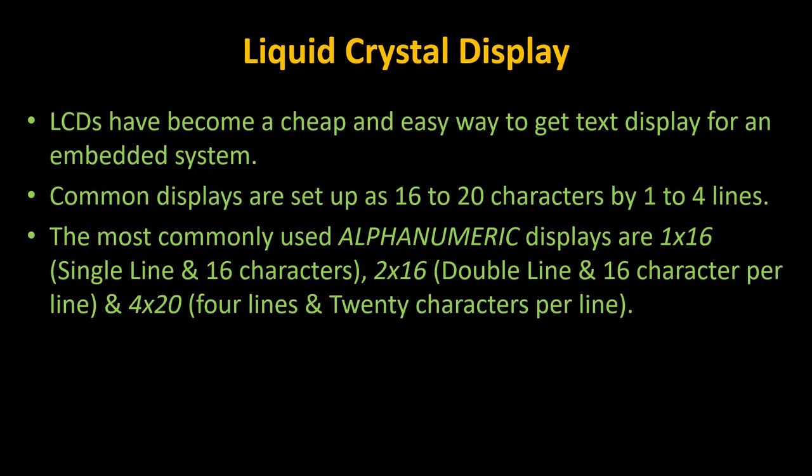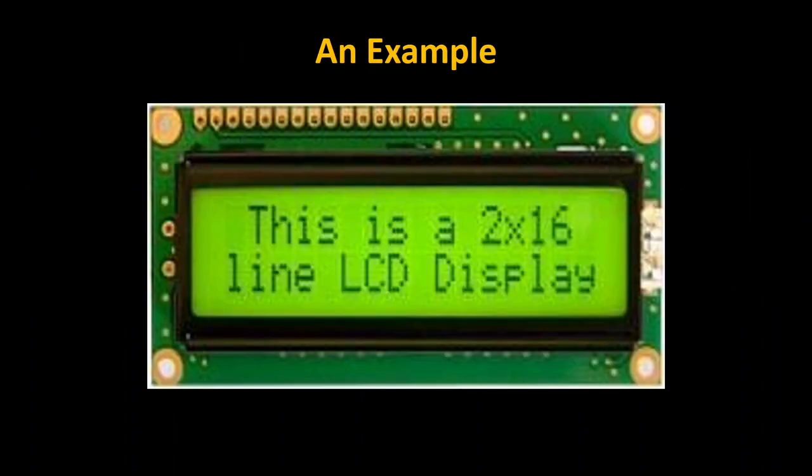So it emerged with a great advantage there. LCDs have become cheap, and we can display 16 to 20 characters. We have many displays, 2 cross 16, 1 cross 16, 4 cross 20 displays, in terms of the number of characters. Depending upon your characters, we will program your LCD displays.